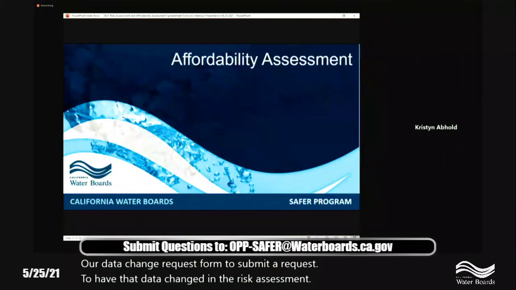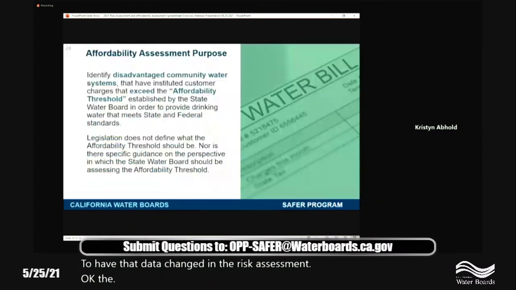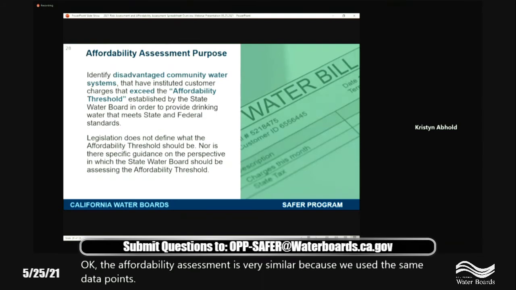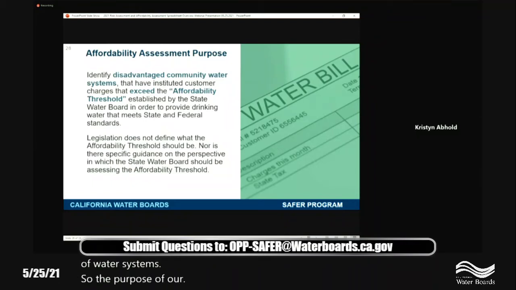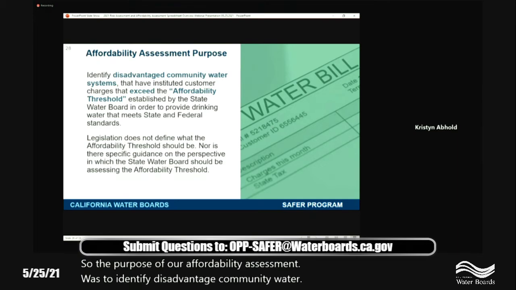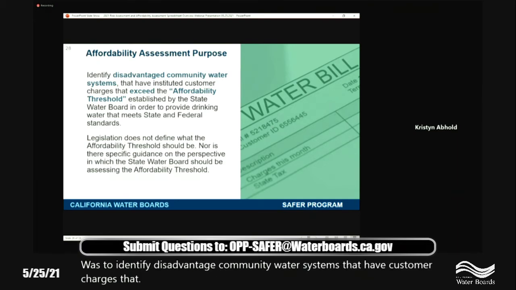Okay, the affordability assessment. It's very similar because we used the same data points to conduct it, but it was conducted for a much different inventory of water systems. So the purpose of our affordability assessment was to identify disadvantaged community water systems that have customer charges that exceed the affordability threshold established by the Water Board.